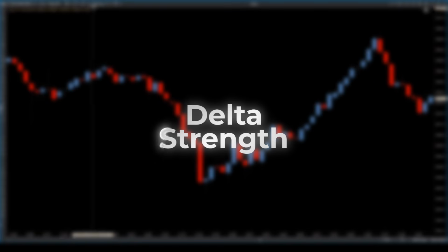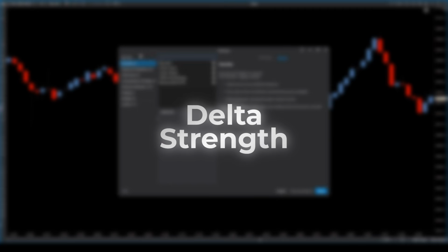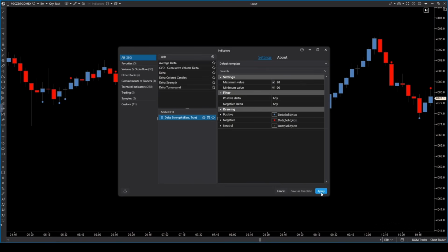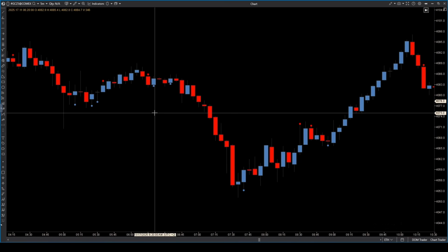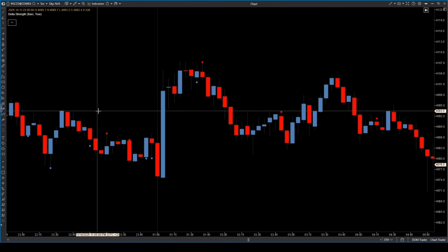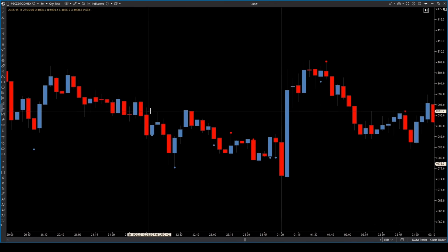Fourth place goes to delta strength, an instrument that shows moments when one side of the market has almost completely taken control. Imagine, you don't just see price movement, but the force behind it. When buyers or sellers in the market behave in the most aggressive manner possible, they end up pushing the opposing side out of the market.